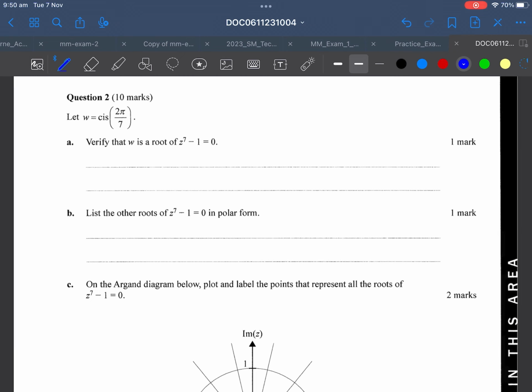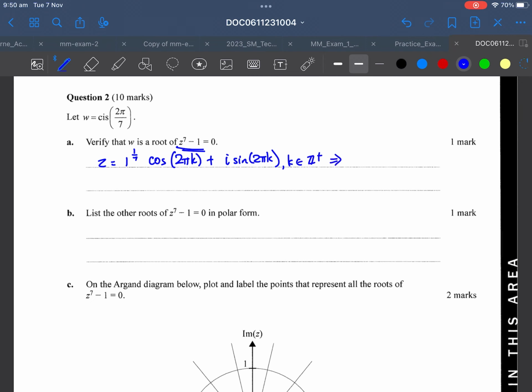Okay, complex numbers. So let w equal cis 2 pi on 7. Verify that w is a root of this over here. Okay, so z equals 1 to the power 1 on 7, cosine of 2 pi k plus i sine of 2 pi k, where k is a positive integer.